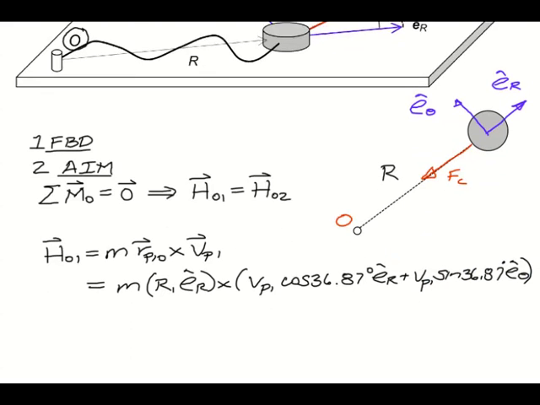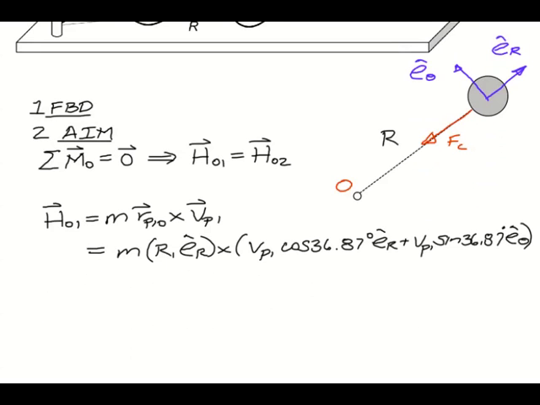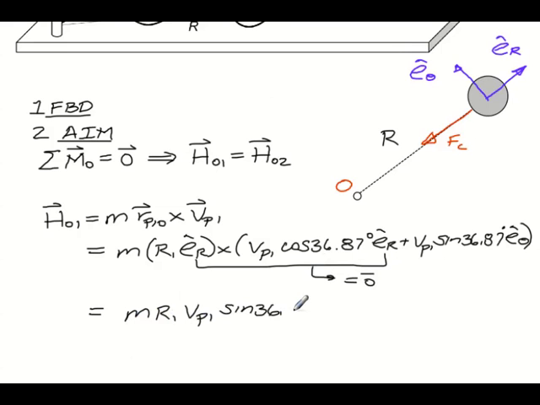So again, we're just using the definition for H, and along the way we need to resolve the initial velocity in terms of ER and E theta. Whenever I cross R with V, I recognize, as always, ER cross with itself is a 0. So then I have M, the radial distance R1, the speed VP1, and the sine of 36.87. It just came from the R cross MV, and that ER cross E theta is a K. So that's what H was at the start.